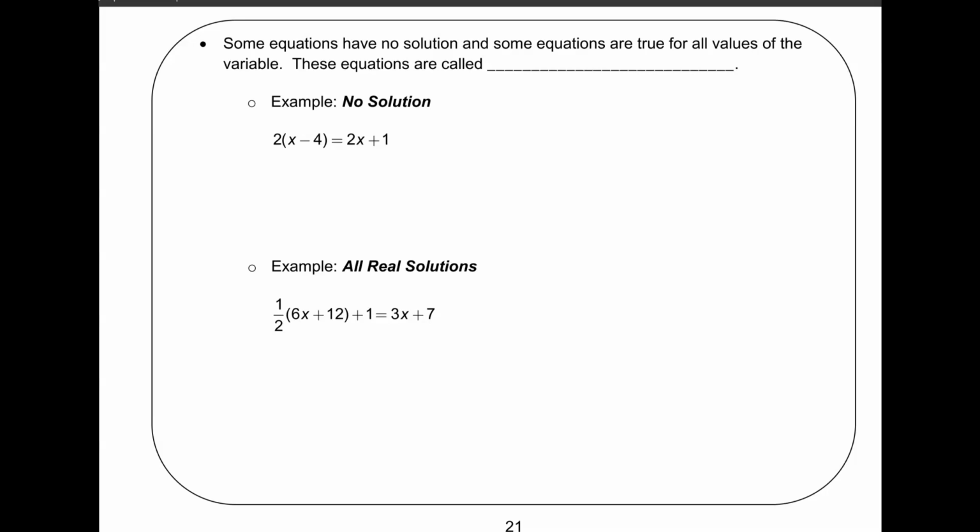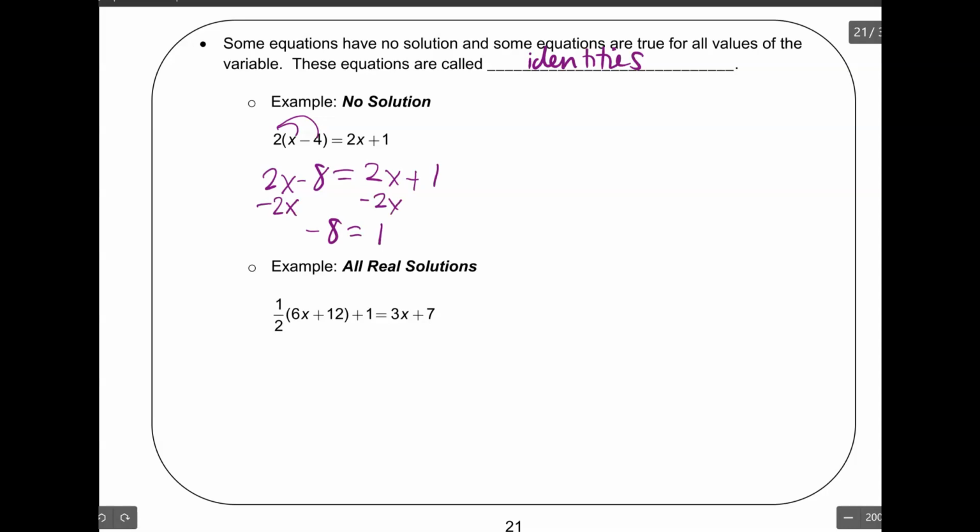Some equations have no solution. Some equations are true for all values of the variable. These equations are called identities. Example, no solution. If I distribute this out, I get 2x minus 8 is equal to 2x plus 1. If I subtract 2x from both sides, I'm left with negative 8 is equal to 1. No, this is not ever going to work, and this is why it's no solution. So the way we write it is like that, no solution.